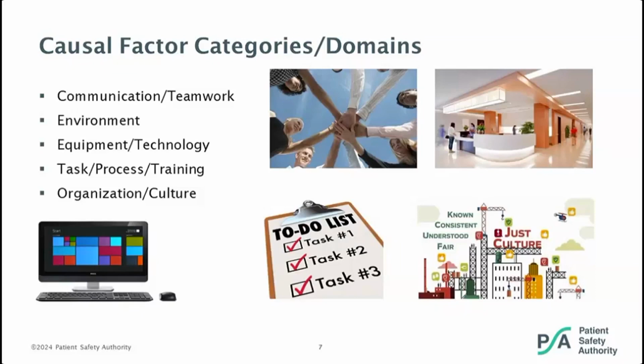There are several categories or domains of causal factors, which are listed on this slide. Communication and teamwork as causal factors refers to the impact of interactions, collaboration, and coordination among individuals or groups. Some examples include lack of interdisciplinary communication. Ineffective communication between healthcare team members from different disciplines can lead to misunderstandings, delays in treatment, and errors.